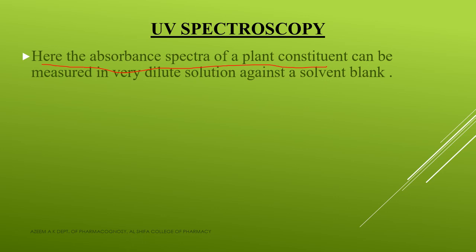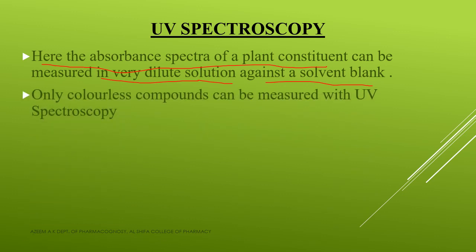In UV spectroscopy, the absorbance spectra of a plant constituent can be measured in very dilute solution against a solvent blank with the help of an instrument known as an automatic UV-visible spectrophotometer.